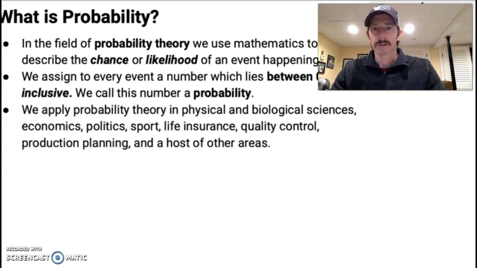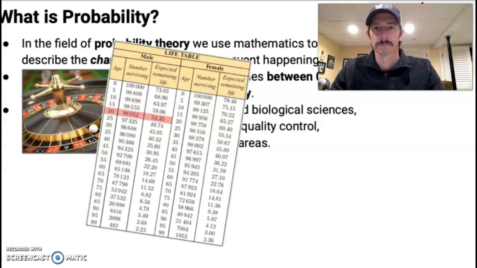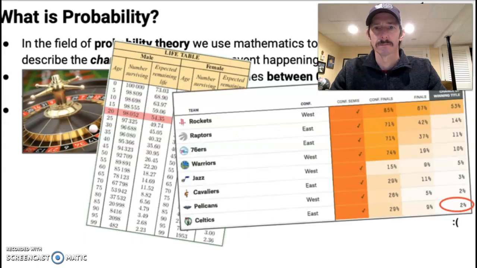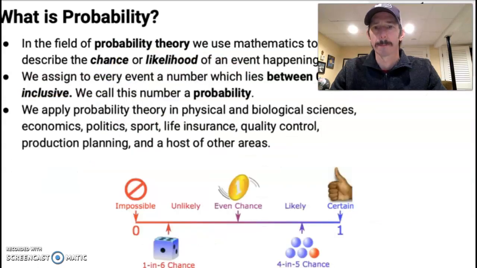We apply probability theory in many different sciences. You probably recognize a few of these. Some of you are sports fans, politics. Look at what's going on right now in the world. It's used all the time. Casinos, insurance, chance of winning things. This is a little bit old. And of course, there's some biology right there.